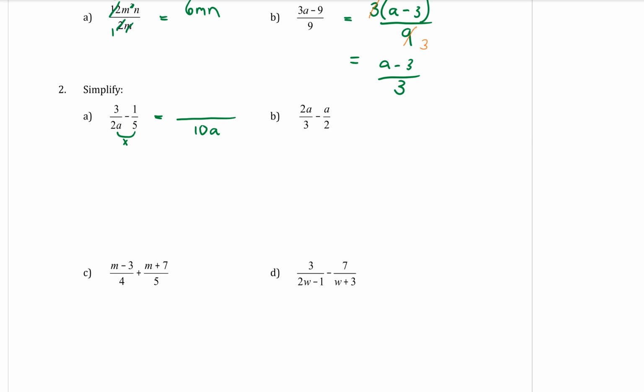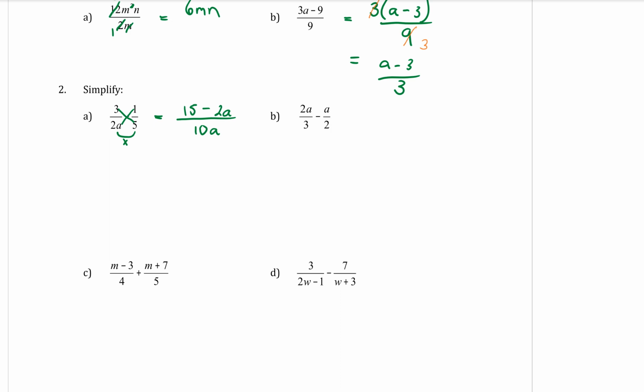To work out what goes on the top of your fraction, you multiply diagonally. So I do 3 times 5. I always do the left side on the top diagonally from the top. Does that make sense? That side first. So 15. Then it was a minus sign in my question, and I multiplied diagonally the other way. 1 times 2a is 2a.